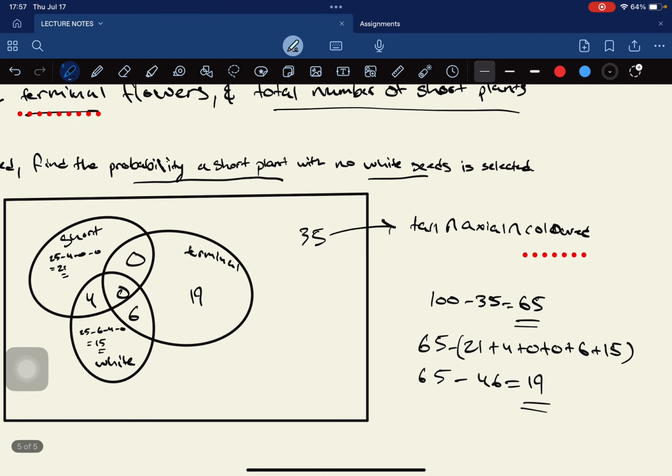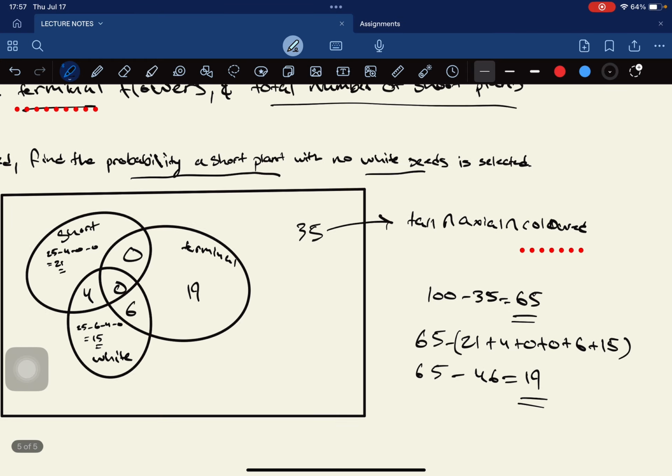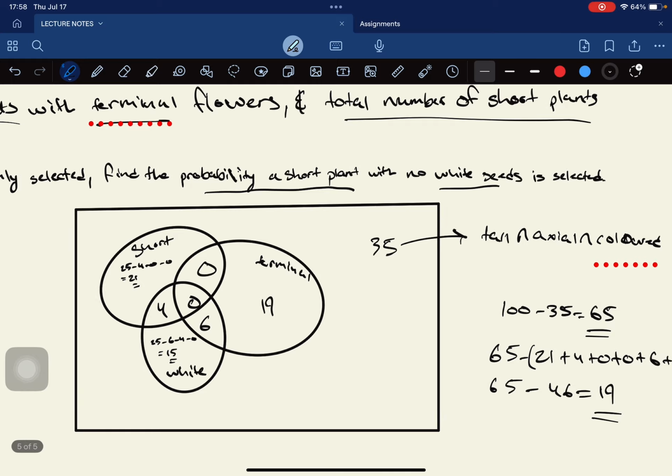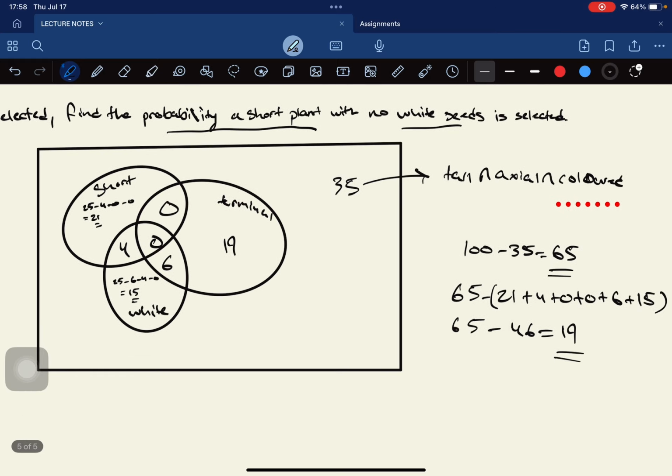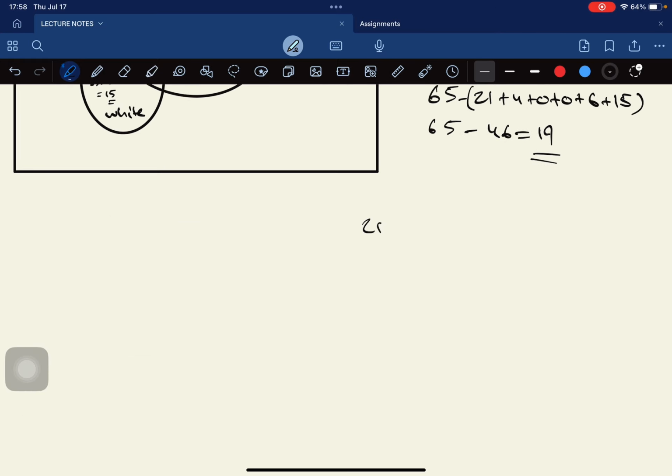And the question is asking for the probability that a short plant with no white seeds is selected. So how many short plants do we have? We have 21, right? So 21 divided by 100 equals 0.21. You can times that by 100 and you get 21%. And by the way, if there was a terminal and short, we would add that. I don't know why it says that. Give me a sec.